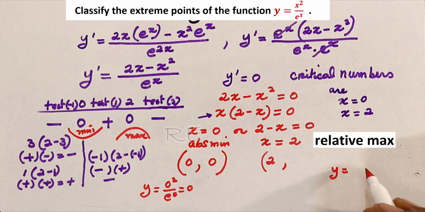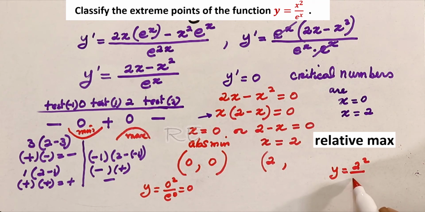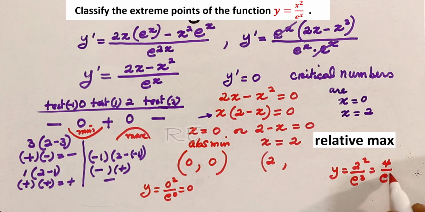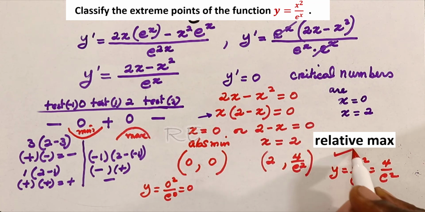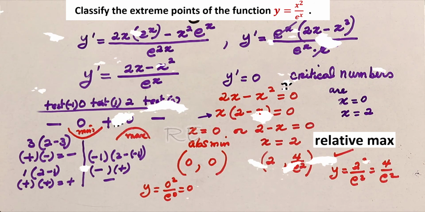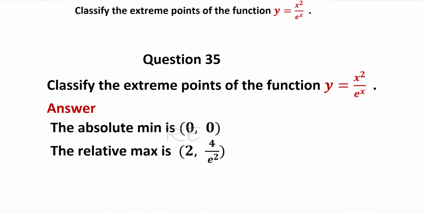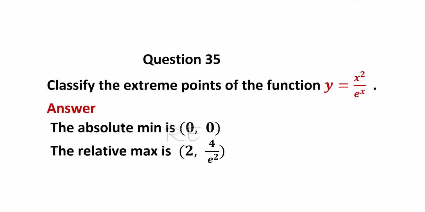It's 2, and f of 2 is 2 squared over e to the second. So it's 4 over e to the second. The absolute minimum is 0, 0. The relative max is 2, 4 over e to the second.